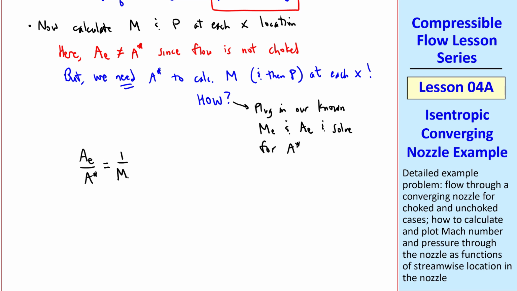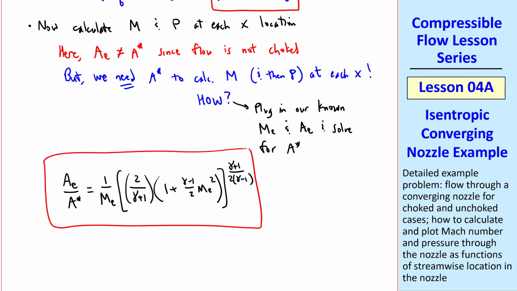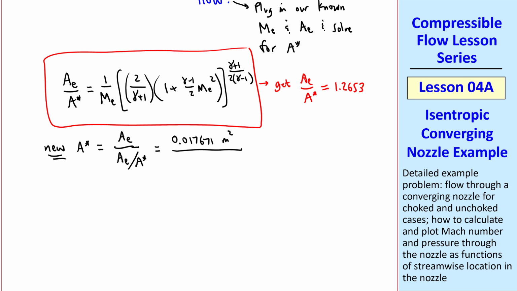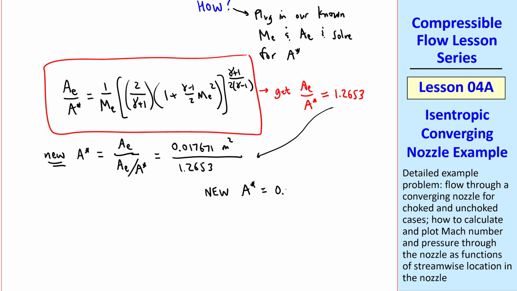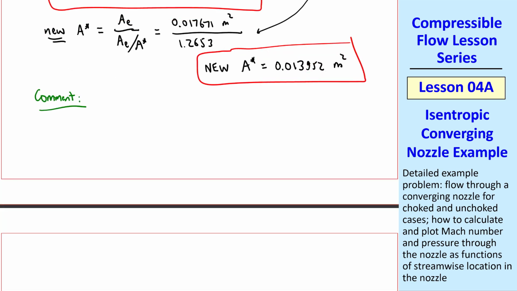I'll write that out here using subscript E for the area and subscript E for the Mach number. This equation is explicit since we know ME, so we can get AE over A star. Then, and I'll call this a new A star, is equal to AE over A star. Again, always using ratios to help us find these things. We know AE from the table, and from the above equation, we know AE over A star, the denominator, and thus we calculate the new A star to be 0.013952 meters squared.